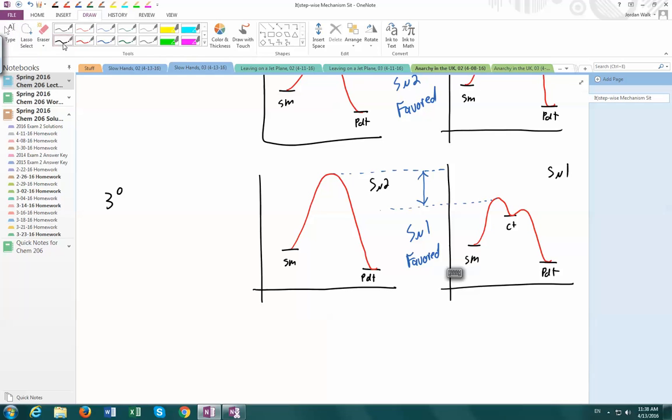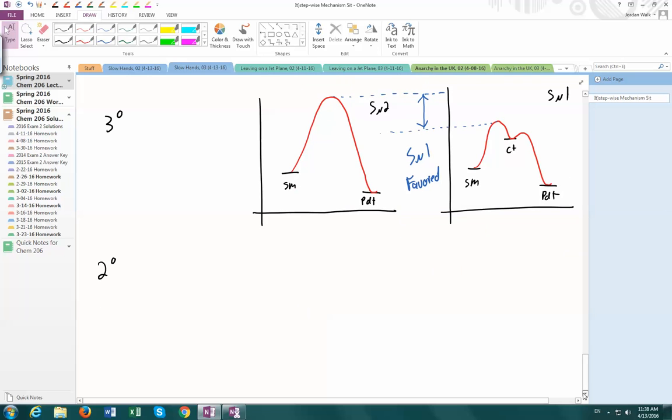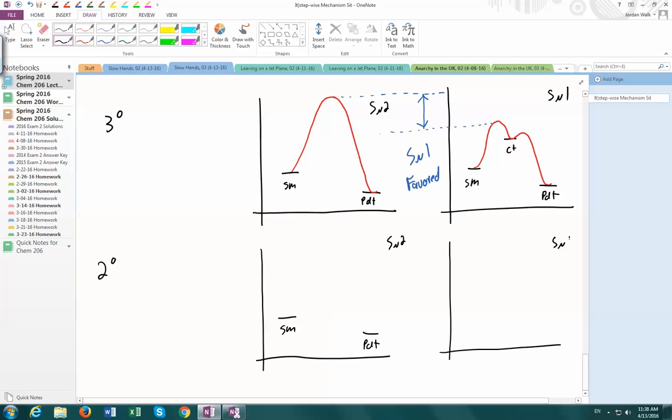All right, so let's see. We finally have to get to secondary. And so for a secondary, we can do the same thing, but we're going to find that our picture isn't quite as clear as we might hope it to be. And so we have starting material, product, and again, we'll say SN2, SN1.